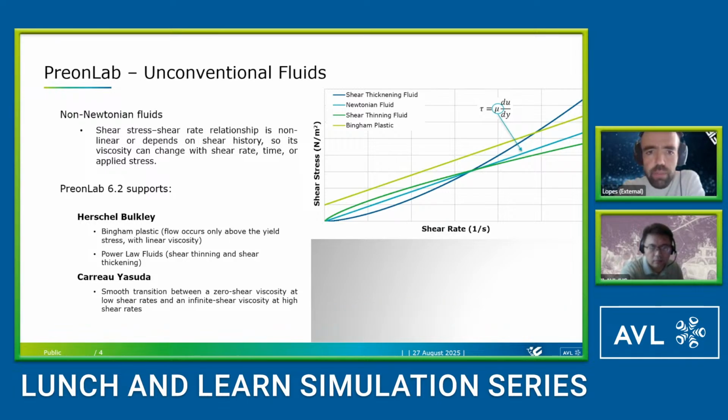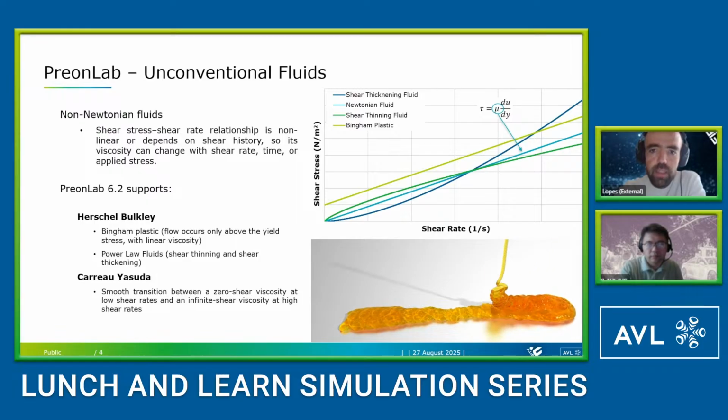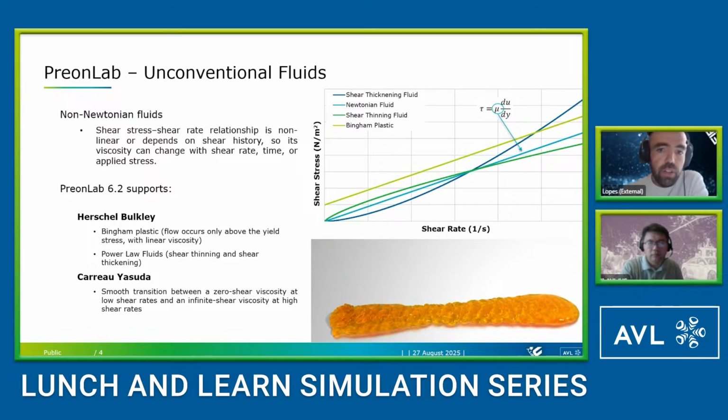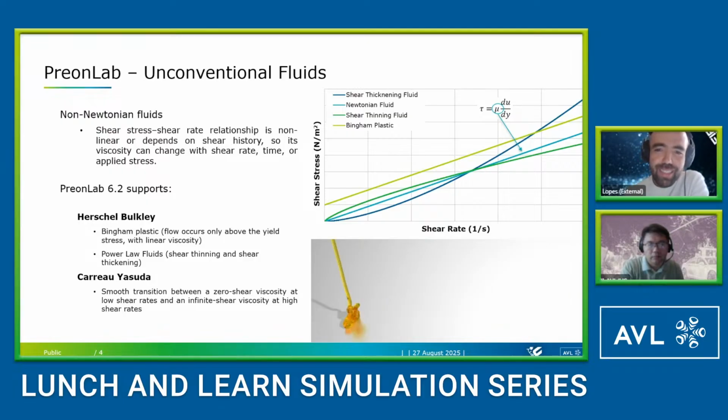But for example, we have different fluids like ketchup, as June mentioned. In the case of ketchup, it is a shear thinning fluid, which means that the more we agitate ketchup, the easier it flows. And this is one of the non-Newtonian fluids that we may be showcasing today in our later demonstrations. And you can model all of these fluids in PreonLab.